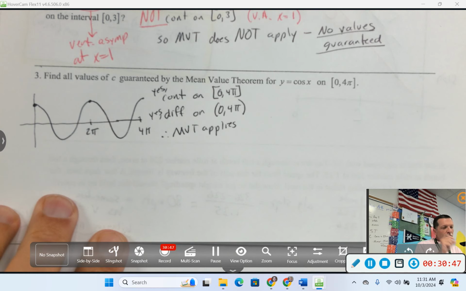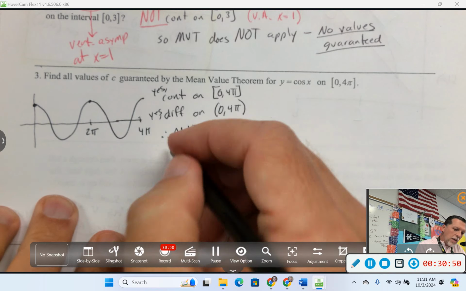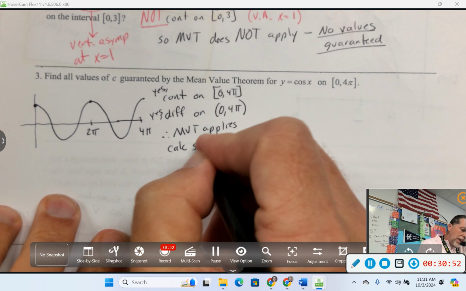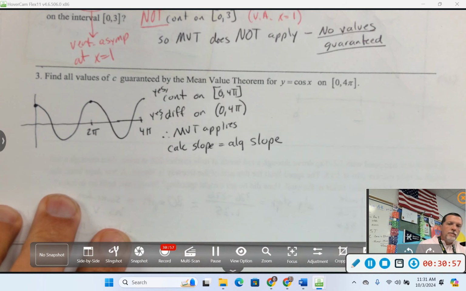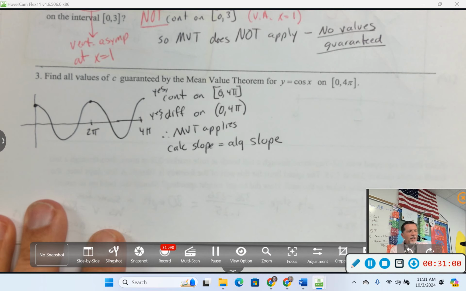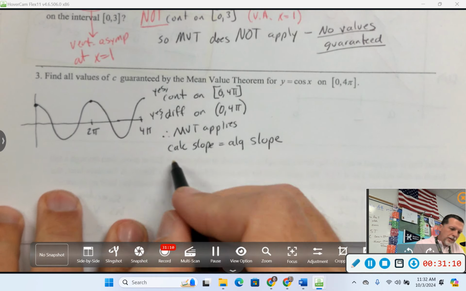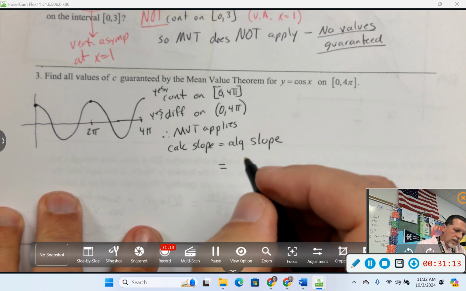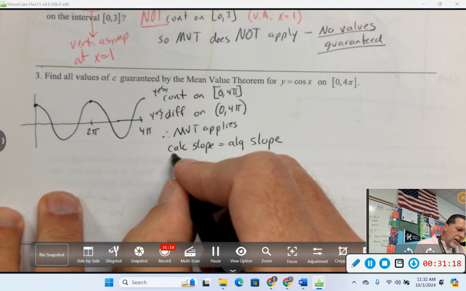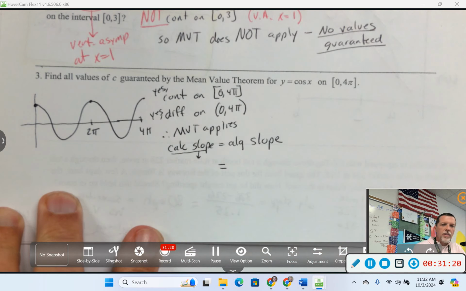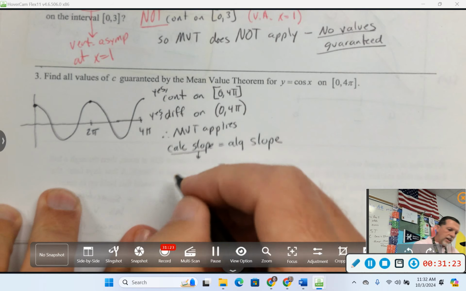Again, you can jump to the formula, or you can jump to one of those other statements. To me, I always remember calculus slope equals algebra slope. Again, if you want to put one of the other formulations right there, IROC equals AROC, dy dx equals delta y over delta x, instant slope equals average slope. All of those are equal. They all mean the same thing. Okay, calculus slope equals algebra slope. What's the calculus slope? Negative sine of x.